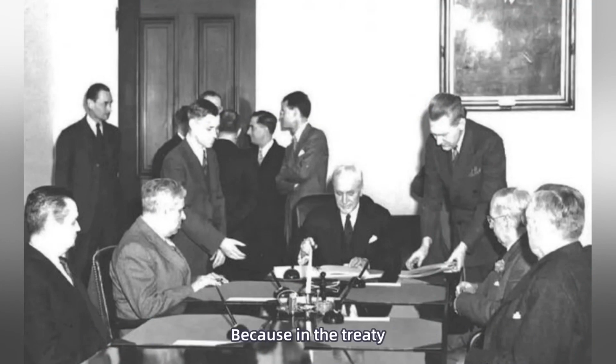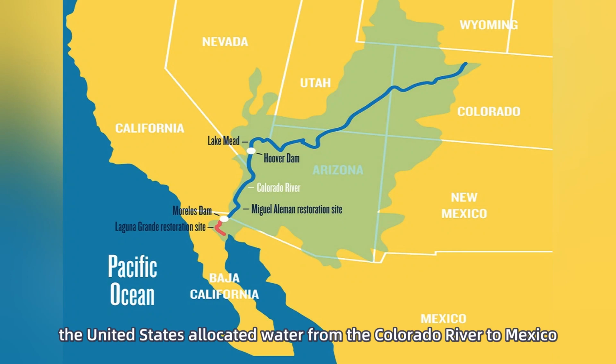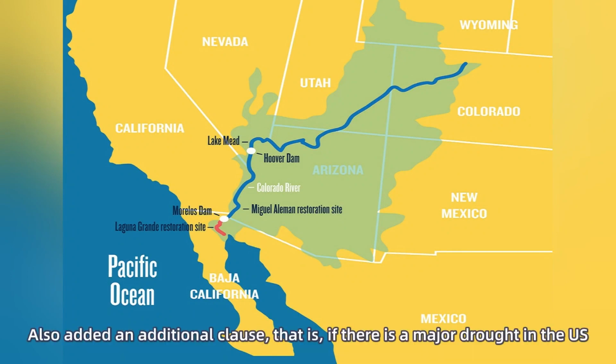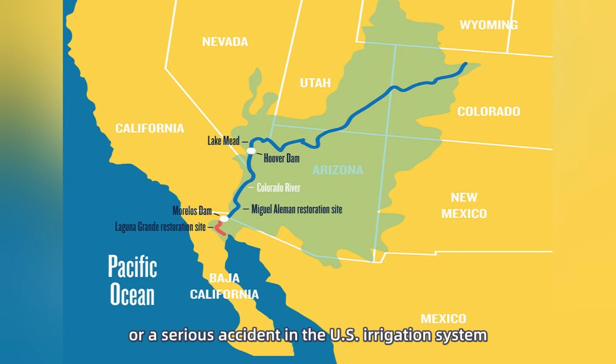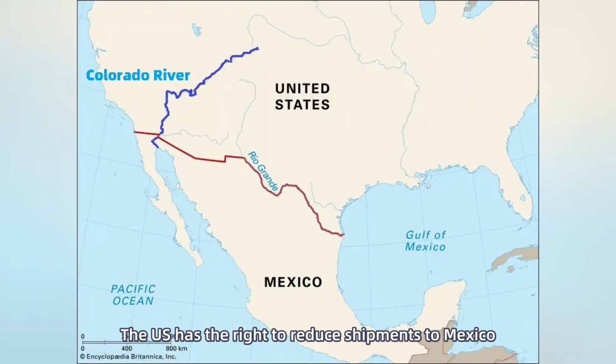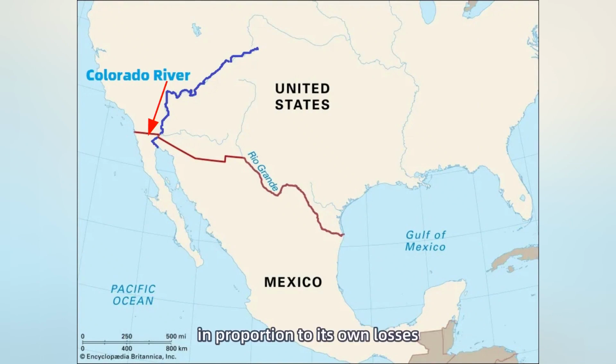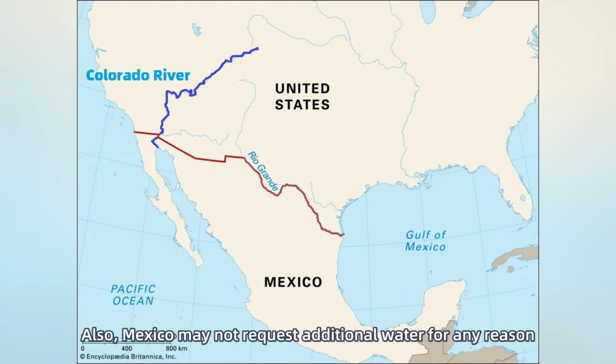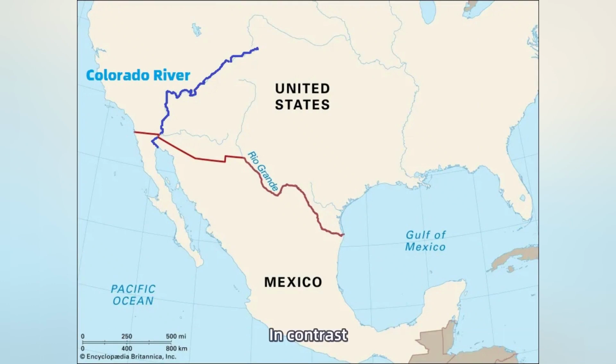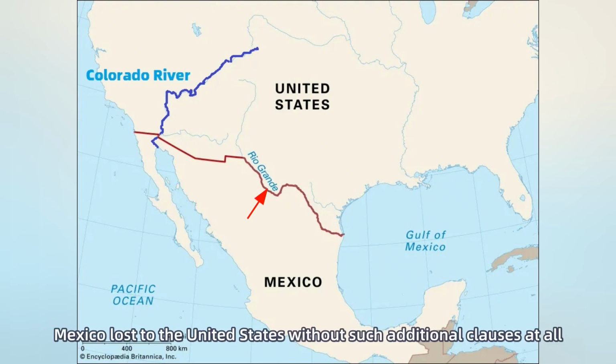Because in the treaty the United States allocated water from the Colorado River to Mexico, but also added an additional clause, that is, if there is a major drought in the U.S. or a serious accident in the U.S. irrigation system, the U.S. has the right to reduce shipments to Mexico in proportion to its own losses. Also, Mexico may not request additional water for any reason. In contrast, Mexico's deliveries to the United States have no such additional clauses at all.